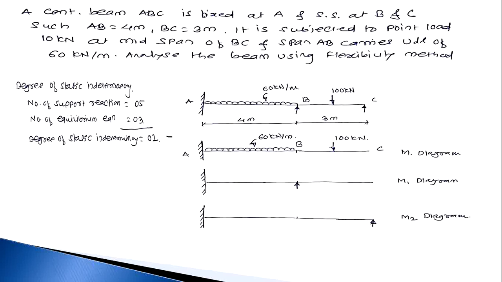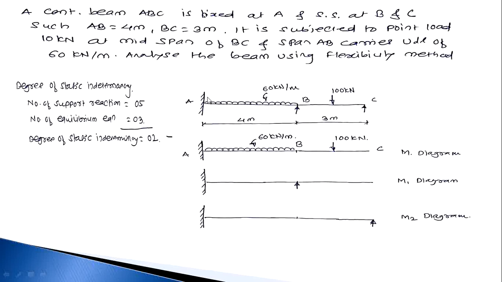In this lecture, we solve an indeterminate beam by using the flexibility method. So let us see one problem. A continuous beam ABC is fixed at A and simply supported at B and C, such that AB is equal to 4 meter, BC is equal to 3 meter. It is subjected to a point load of 10 kN at midspan of BC and span AB carries UDL of 60 kN per meter. Analyze the beam using flexibility method.